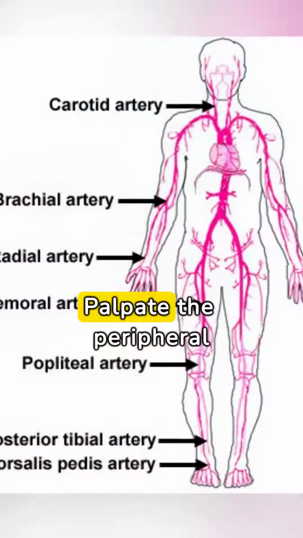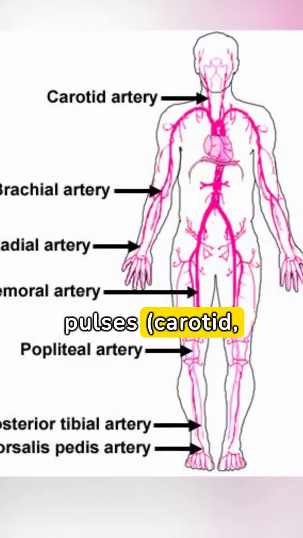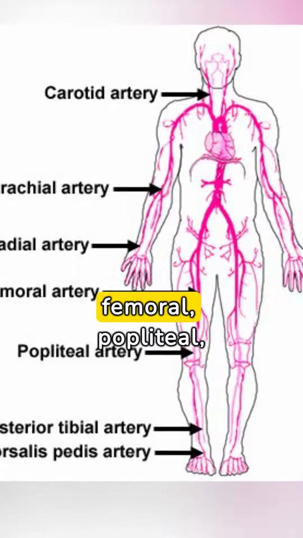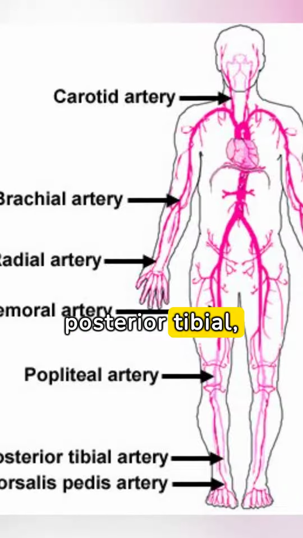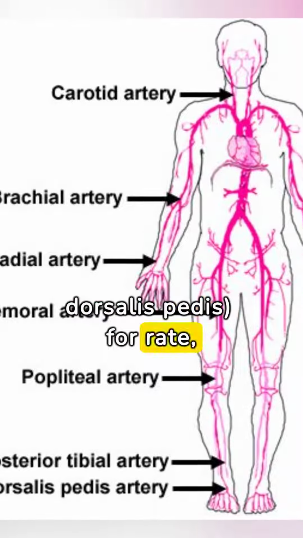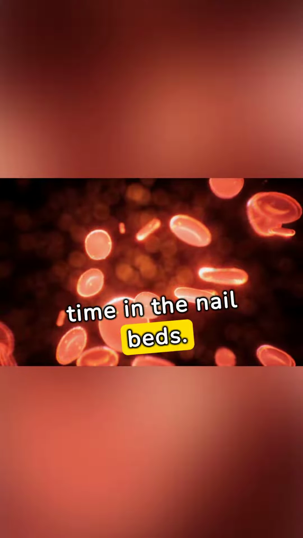Palpation: palpate the peripheral pulses: carotid, brachial, radial, femoral, popliteal, posterior tibial, dorsalis pedis, for rate, rhythm, and strength. Check for capillary refill time in the nail beds.